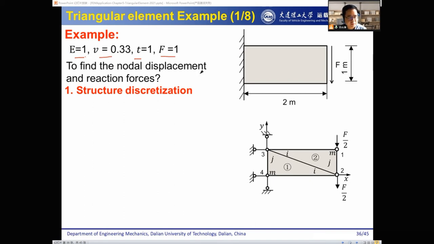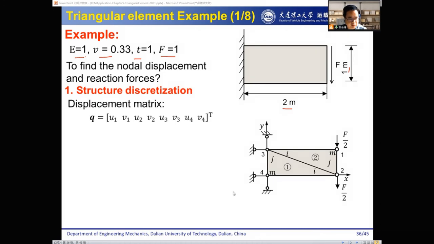So for the hand calculation, we have the dimensions. This is 2 meters, and this is the height, 1 meter. Let's follow the procedure to solve this. So we first do the structure discretization.